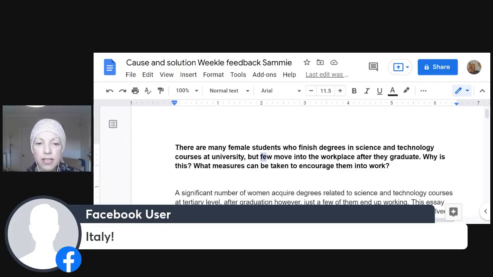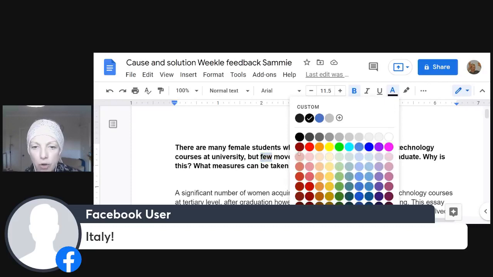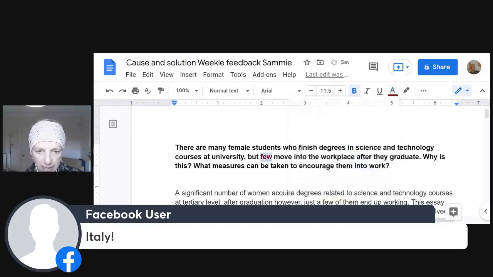Now, this word in the question, few, is so regularly misunderstood by students. Few has a very negative meaning, and it means really not very many at all. So there's few and a few. And when students write essays, often they say few people think instead of a few people think. So anyway, few is quite negative. Why is this? What measures can be taken to encourage them into work?